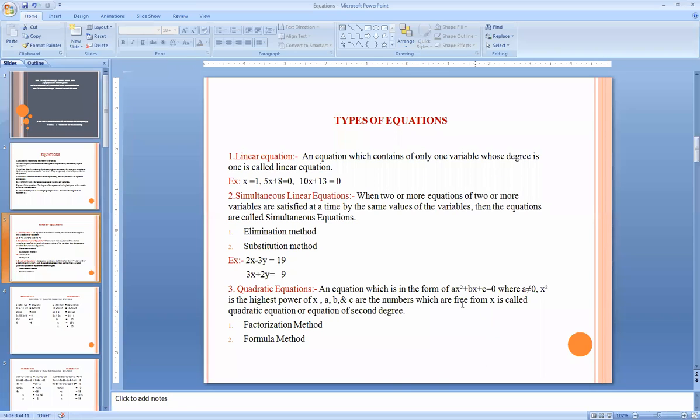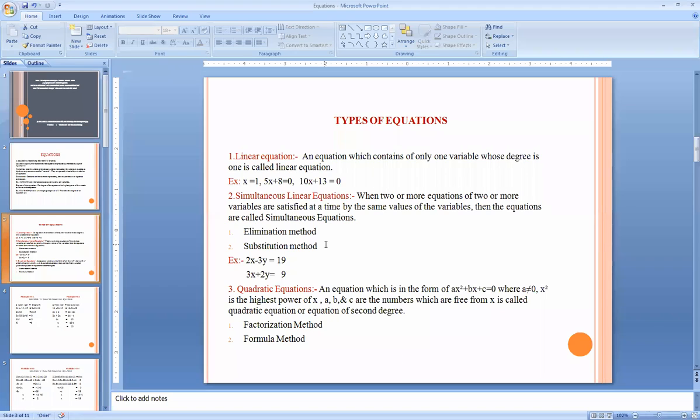And there is a condition that in case of a quadratic equation, the value of a should not be equal to 0, and x square should be the highest power of x, and a, b, c are the three numbers which are free from x. They are called quadratic equations. See, linear equation means an equation which contains one variable, highest power 1, which is going to have only one equation.